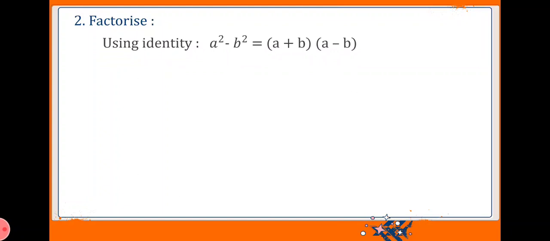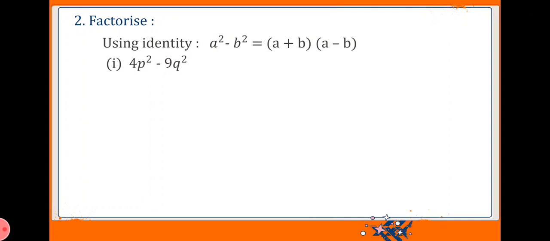Next, question number 2. Factorize. Here all the questions are given which we have to factorize using identity number 3, that is difference of perfect square: a square minus b square equal to a plus b into a minus b. So question number 1: 4p square minus 9q square. You can see that 4p square is the perfect square of 2p whole square and 9q square is the perfect square of 3q whole square, and the middle sign is minus.